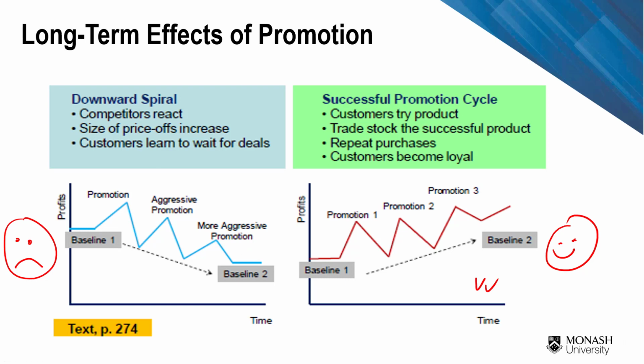Now, what you do not want is something on the left, which is what we call a downward spiral. This means that the baseline just goes down, and there could be two reasons. One, because of competitors. Competitors react and they also put discounts on. This could be an example of budget airlines whereby they just keep competing on price. So obviously their baselines are sometimes unknown.